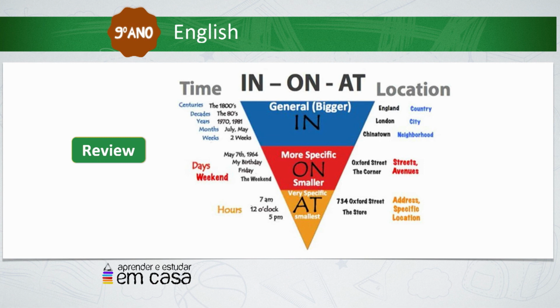As prepositions of place, or location, we use in when we talk about countries, cities, and neighborhoods. When we use on as a preposition of place, we are talking about streets or avenues. And at is when we use for specific addresses and for specific locations.